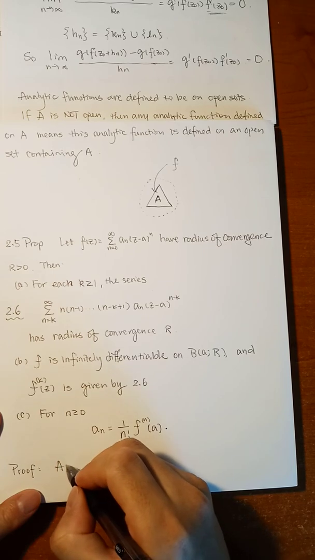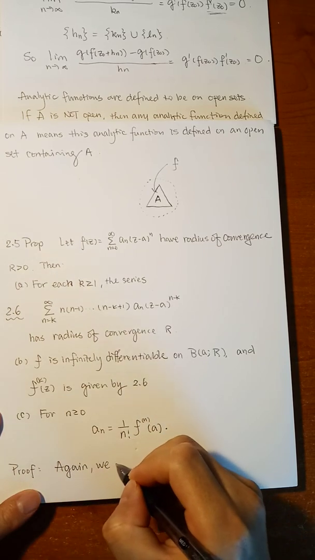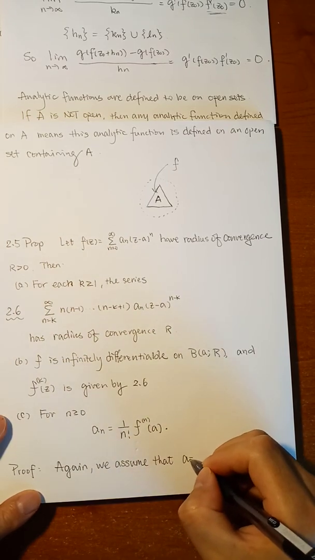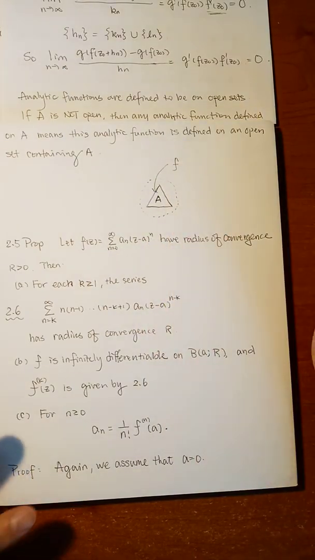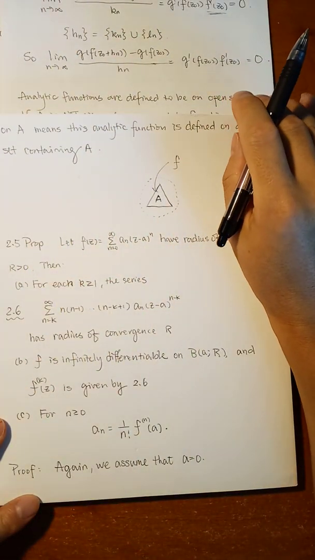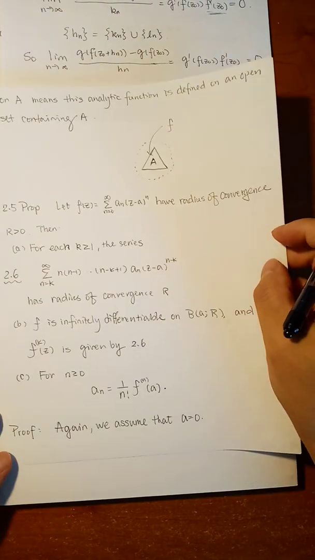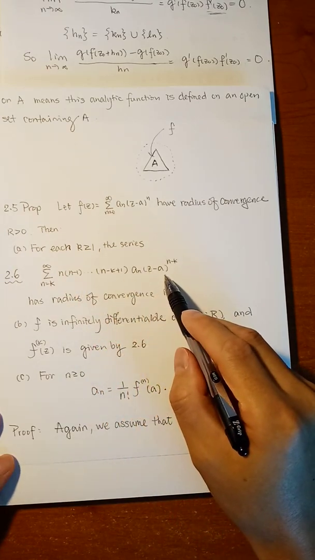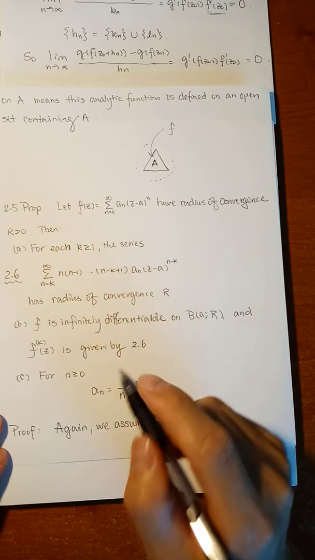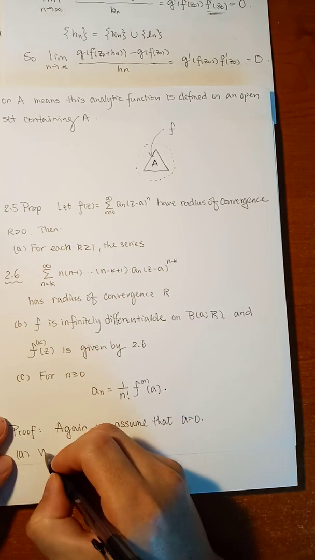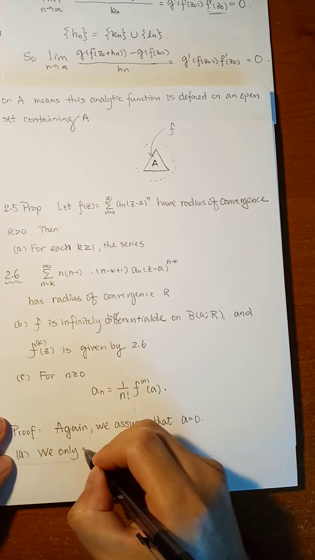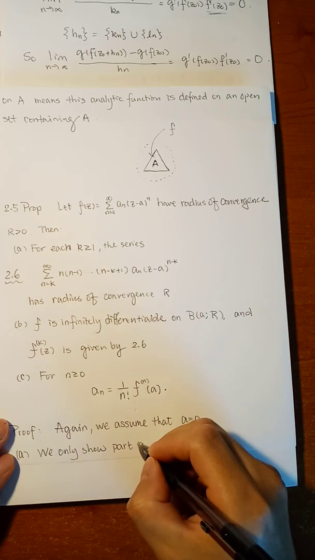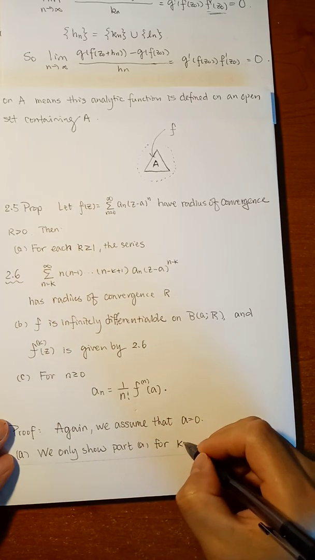So again, we assume that a is equal to 0. This center, we just assume it is 0. We just shift it; it's not a big deal, to simplify. And second, how do we get this sequence of series based on k? Actually, we only show part A for k equal to 1.